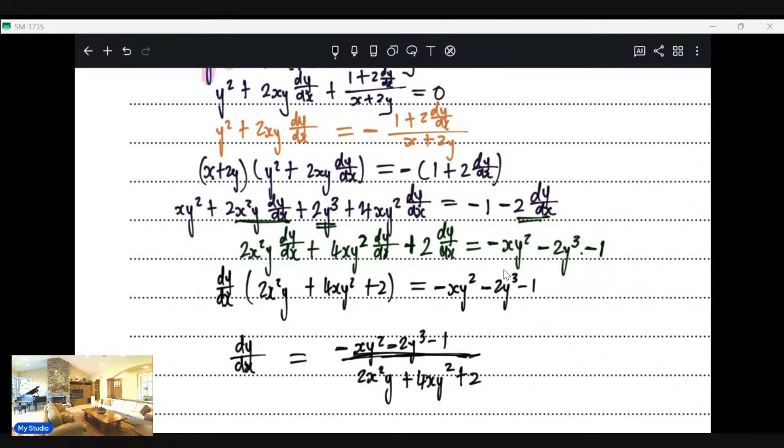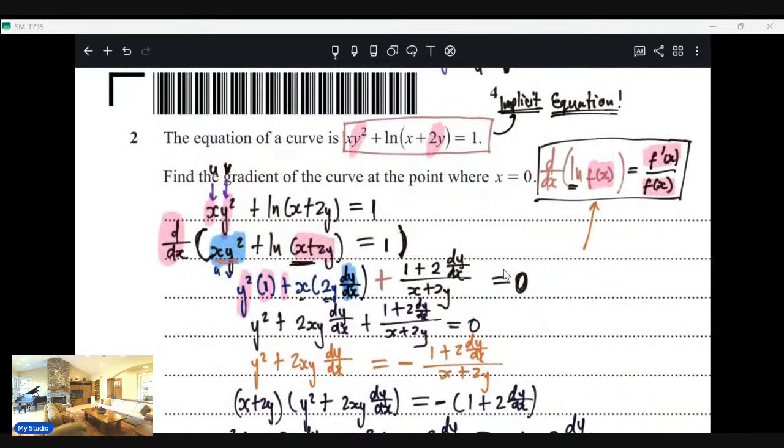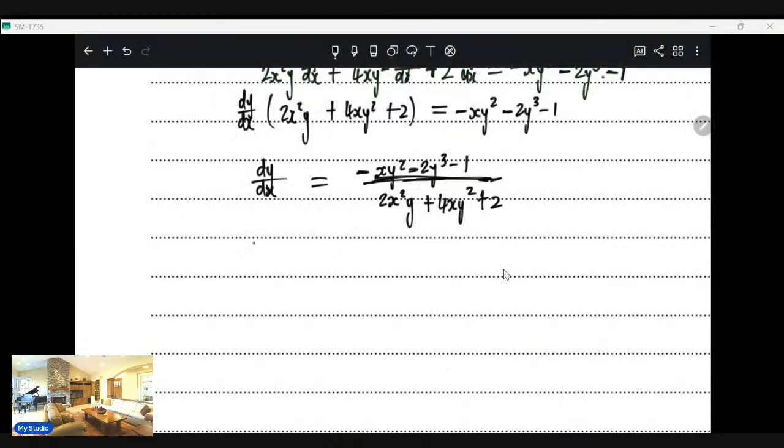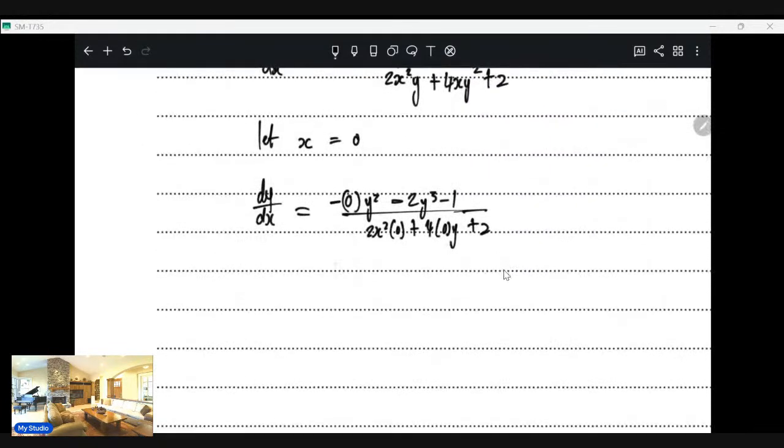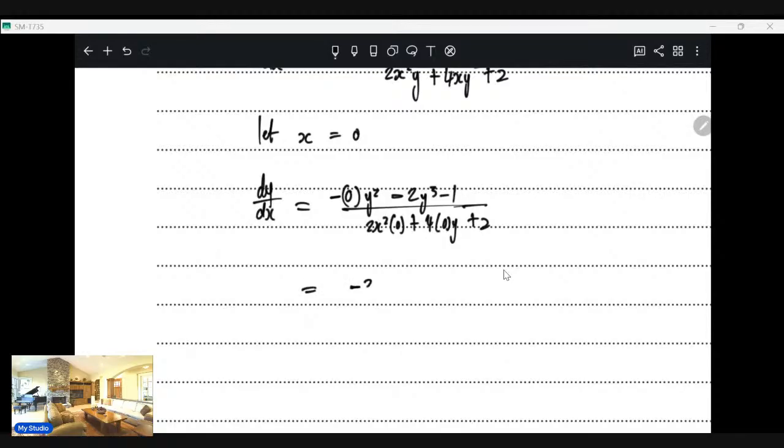And now that you have found the derivative, you can now find what they need: the gradient of the curve at x equals 0. So you now just come here and say, let x be 0. You now get your dy dx being equal to negative of 0 by y squared minus 2y cubed minus 1 divided by 2x squared by 0 plus 4 by 0 by y plus 2. And everything which has a 0 becomes a 0. We know that. So here we'll get negative 2y cubed minus 1 divided by 2, which is going to be equal to, are you seeing this?